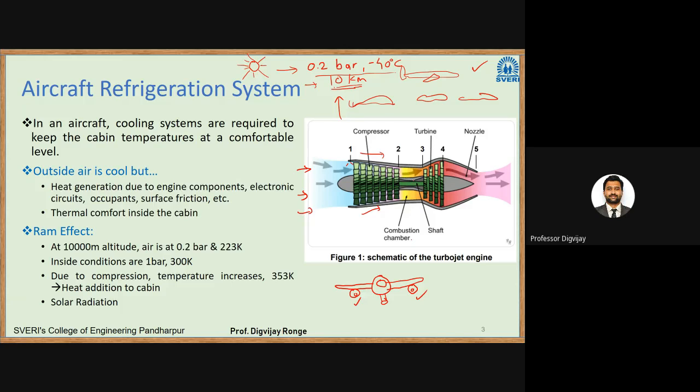In this air we are adding fuel, and because of this pressure condition the ignition takes place. So we have here the combustion chamber. In this combustion chamber combustion takes place. This is somewhat similar to IC engines.